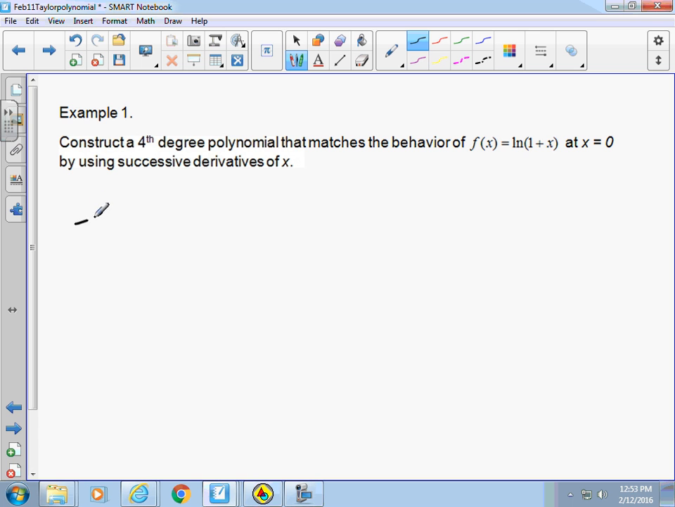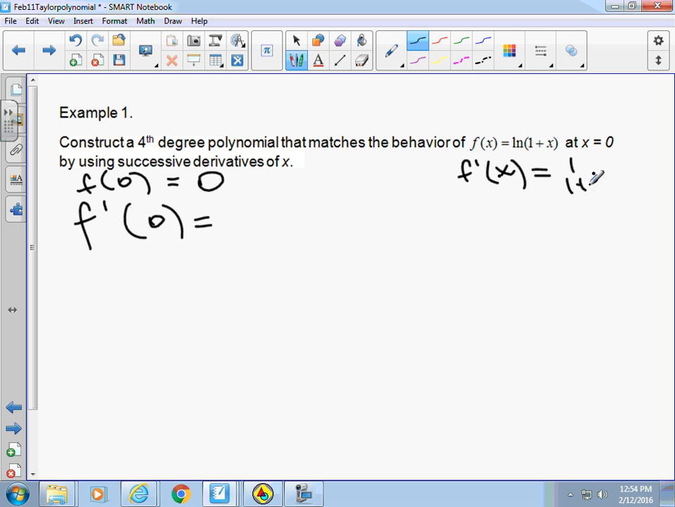Can I find f prime of 0? Well, can I find f of 0, first of all? What is f of 0? Can I find f prime of 0? First of all, what is f prime of x? But then f prime of 0 would be 1.